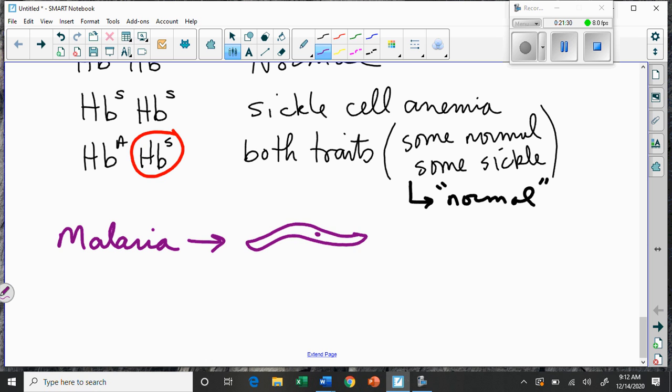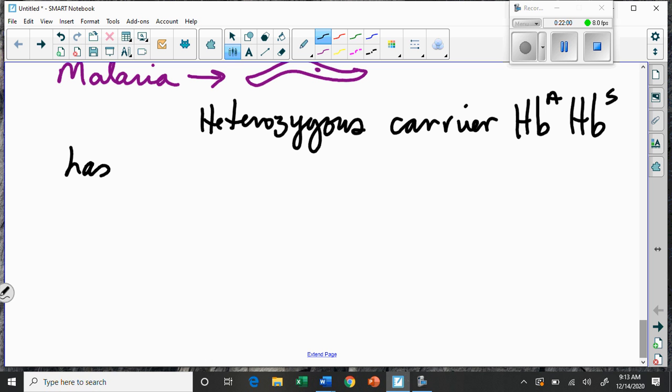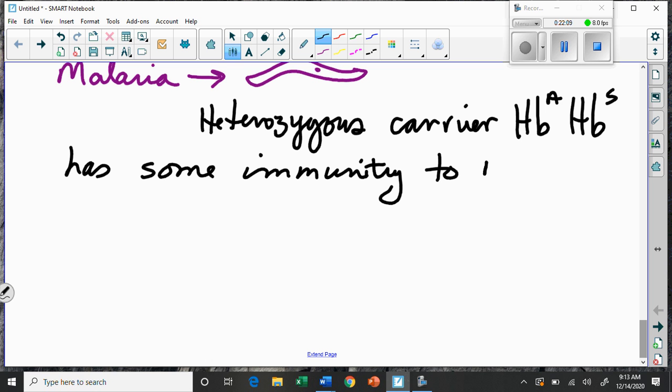So the sickle cell trait, the heterozygous condition, the heterozygous carrier, right? So HbA/HbS, carrying both, has some immunity, I guess you could say, to malaria.